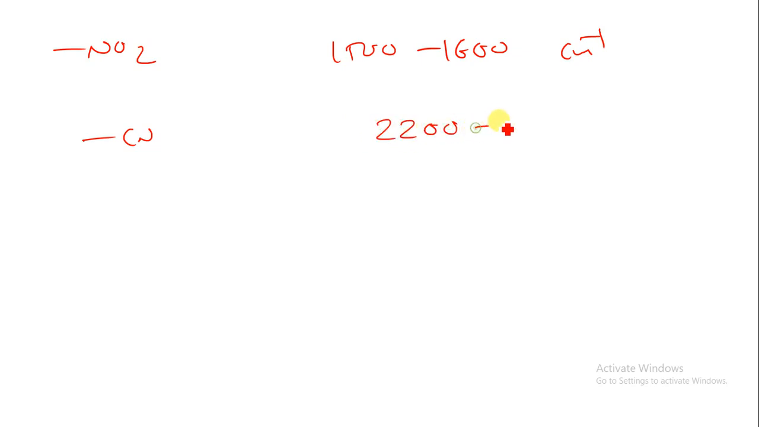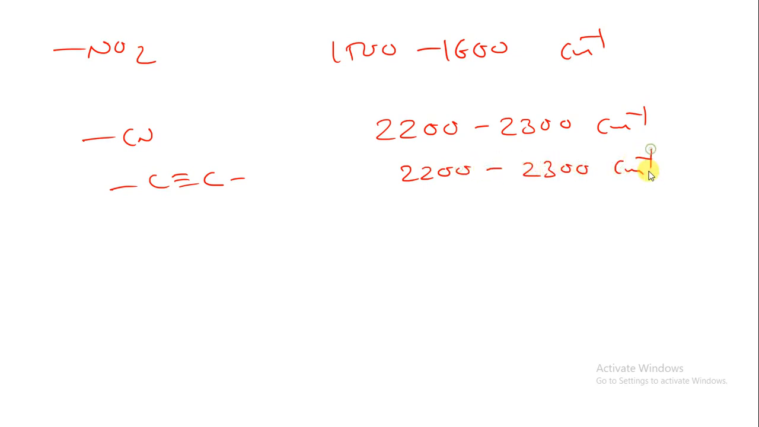Now let us take one more example, the nitro group. The nitro group will give two peaks ranging between 1500 up to 1600 centimeter inverse. Then we have the cyanide group, the CN group, which gives a peak at nearly about 2200 up to 2300 centimeter inverse. Similarly, an alkyne also gives a peak at 2200 up to 2300 centimeter inverse. So I request all the students to write down these frequency ranges.